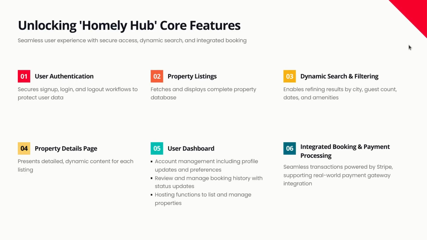In this Homely Hub, the core features include user authentication for secure sign up, login, logout workflows to protect the user data, and property listing for fetching and displaying the complete property database. And we have built dynamic search and filtering to filter the results by city, guest count, dates, and amenities. The property details page includes detailed and dynamic content for each and every listing.